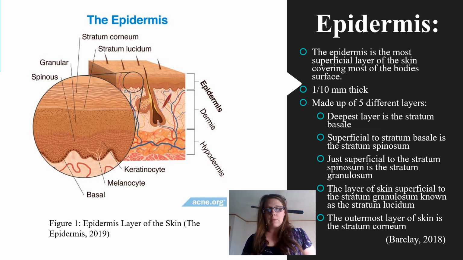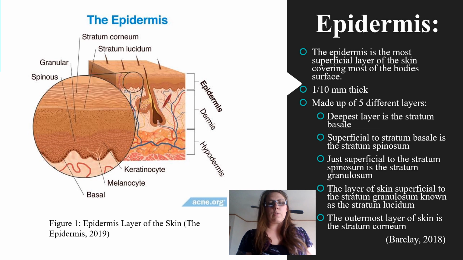Superficial to the stratum basale is the stratum spinosum layer, where Langerhans cells are found along with many rows of spiny keratinocytes. Just superficial to the stratum spinosum is the stratum granulosum, where keratinocytes begin to produce granules to waterproof the skin. The keratinocytes begin to die in this layer because of lack of nutrition.